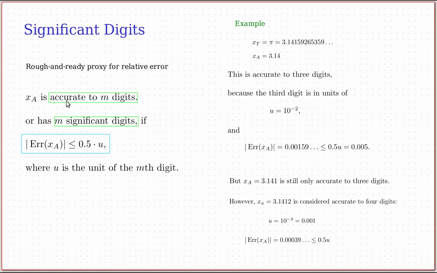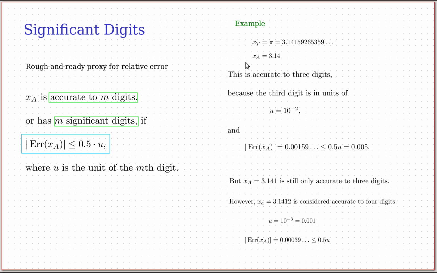So in general, we will say that a number or an approximation x sub a is accurate to m digits, or equivalently we'll say it has m significant digits, if the absolute error in this approximation is less than or equal to 0.5 times the unit value of that mth digit. Right? So u is the unit value of the mth digit. Because we're working in base 10, this is going to be some power of 10, right? U is always going to be some power of 10.